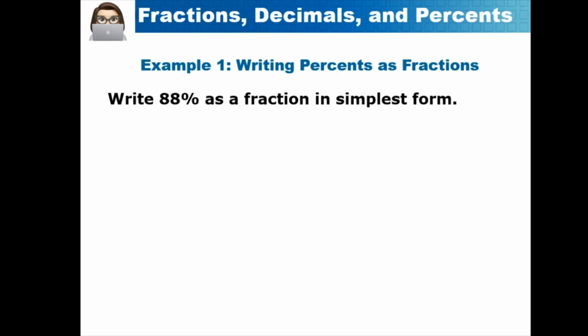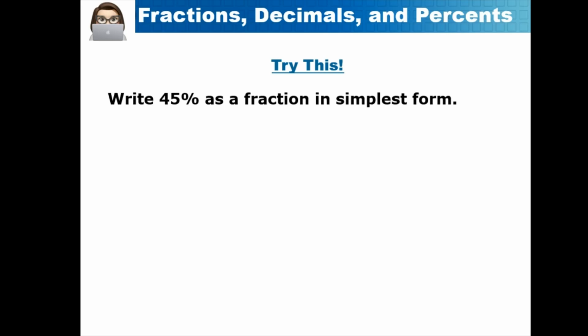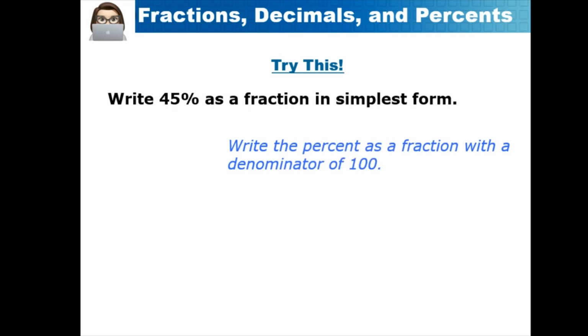Example in writing percents as fractions. Write 88% as a fraction in simplest form. So first step, write the percent as a fraction with a denominator of 100. And then simplify. And that is equal to 22 over 25. Okay, can you try this one? Write 45% as a fraction in simplest form. So, first step, write the percent as a fraction with a denominator of 100. Then, simplify. And that is equal to 9 over 20.